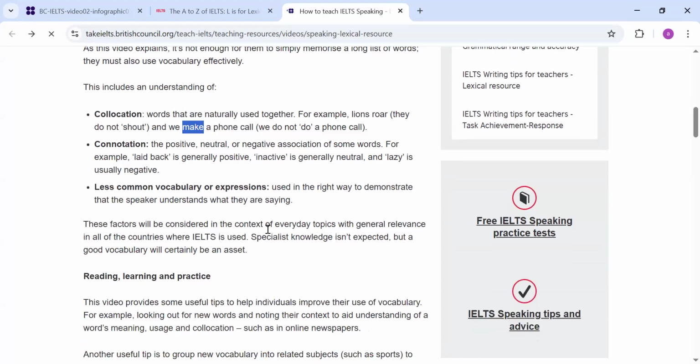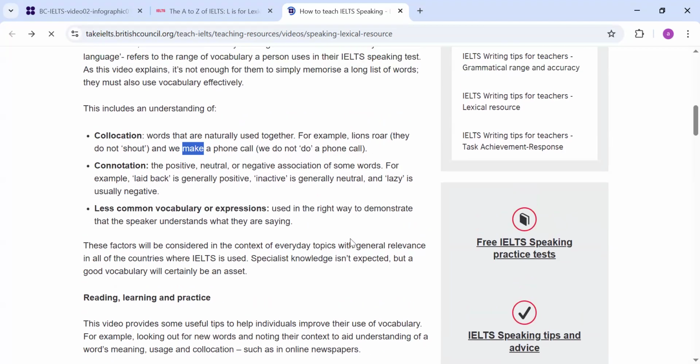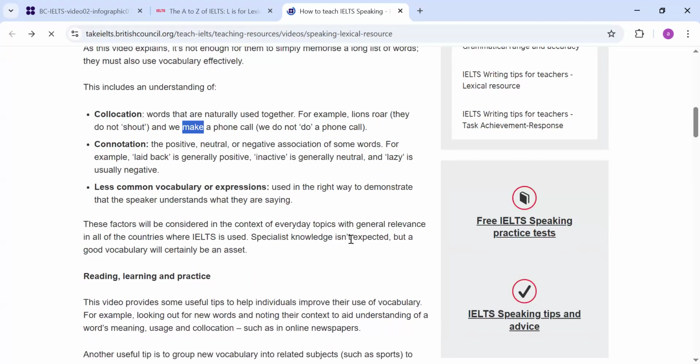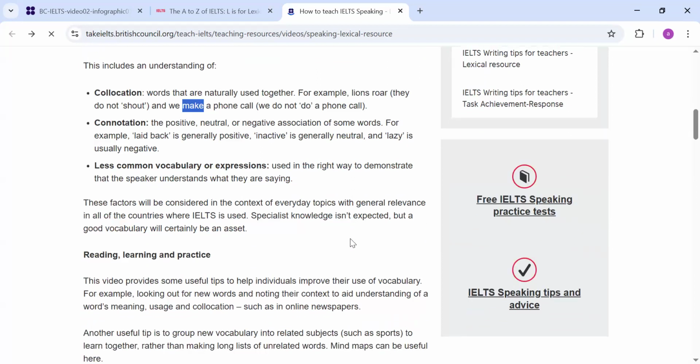So these factors will be considered in the context of everyday topics with general relevance in all of the countries where IELTS is used. Specialist knowledge is not expected, but a good vocabulary will certainly be an asset. So we know this is not a knowledge test, this is a language test, and we need to make sure we are using everything right.